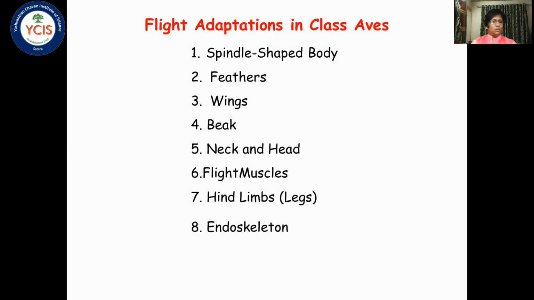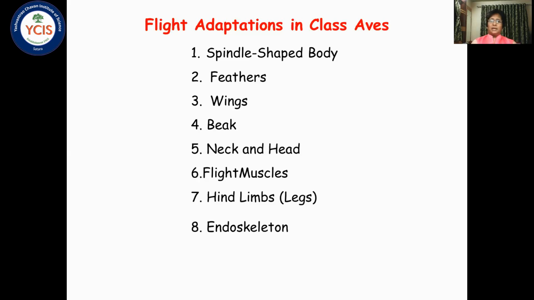Then the fourth character is the beak, and besides the procurement of food, the beak is also utilized for nest building. Then neck and head: the mobile neck and head are useful for feeding, nest building, as well as offense and defense mechanisms. Then flight muscles: the flight muscles present on the breast are greatly developed and help in flight. Then hind limbs are well suited for the perching mechanism.